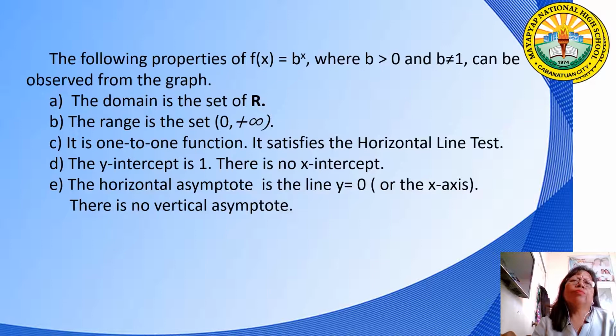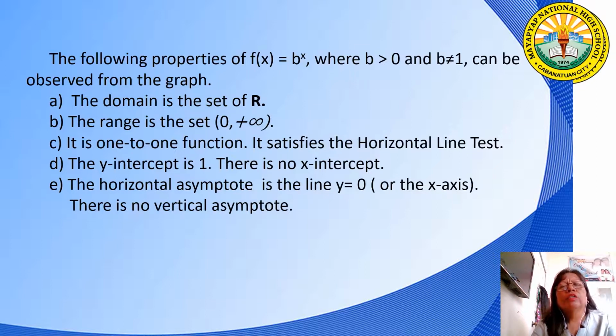So, the following properties of f(x) equals b^x, where b is greater than 0 and b is not equal to 1, can be observed from the graph. The domain is the set of real numbers. As you observe in the table of values, the assigned values for x are integers such as negative, positive, and 0. That means the domain is the set of all real numbers. And the range is the set of 0 to positive infinity, or the set of positive real numbers for the range, or y. Then it is a one-to-one function because it satisfies the horizontal line test.